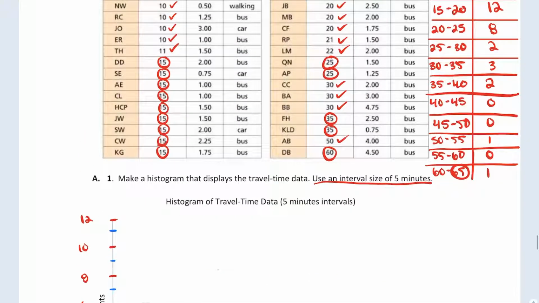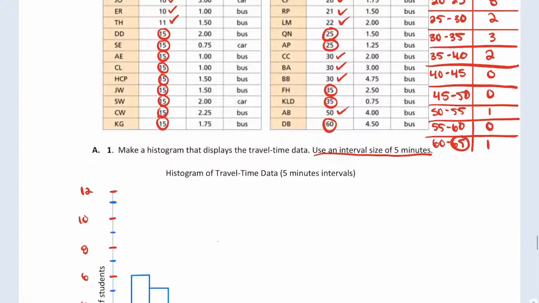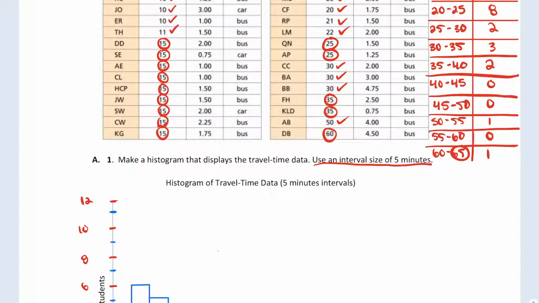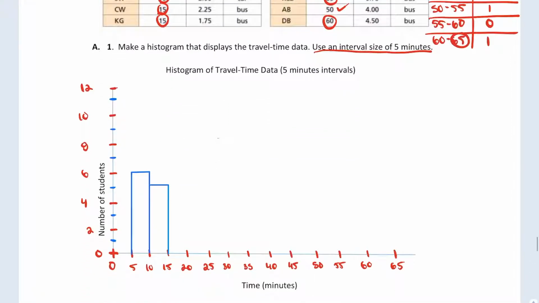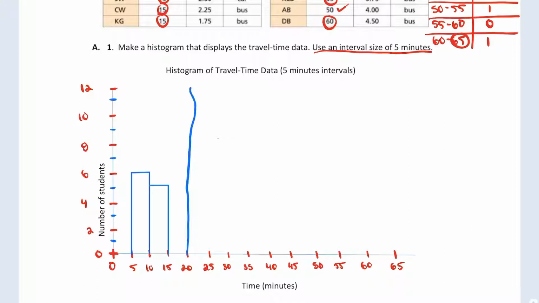If you guys know what to do, just keep going on ahead. You don't need to wait for me. If you're stuck, go ahead and follow with me, please. 15 to 20. We are all the way up at 12. So what I might do is I might just start a line at 20, go all the way up till 12. There we are. Draw a line from 15 all the way up till 12. There we go. And then connect your bar, just like that.